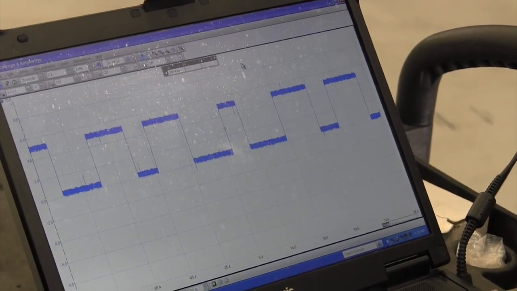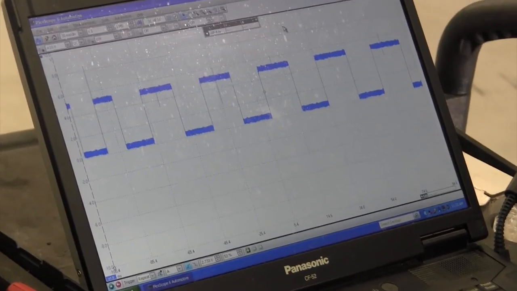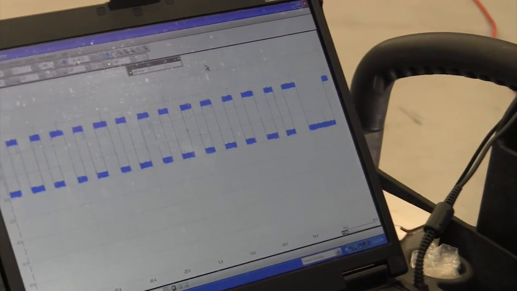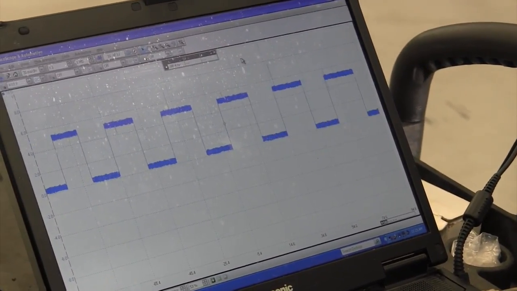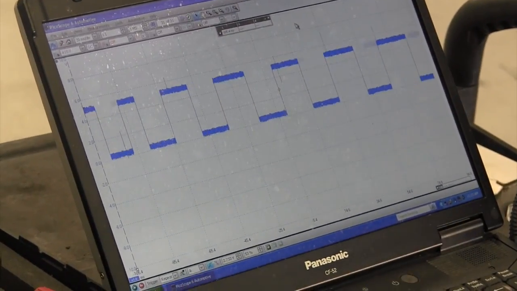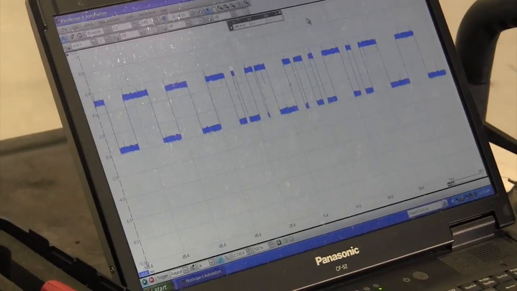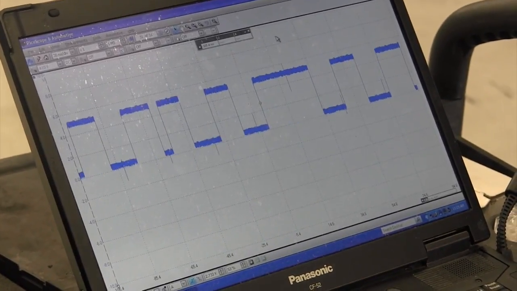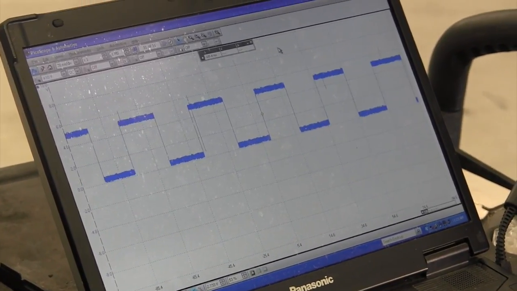I'm pretty sure as you're watching this signal, you can see the breakup in the signal. You can see the whip changing, you can see the glitches in between the square wave. So it's cutting out, but I'm trying to get it when it's really bad.